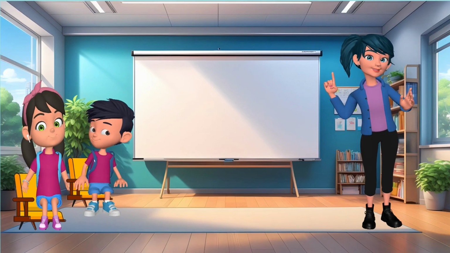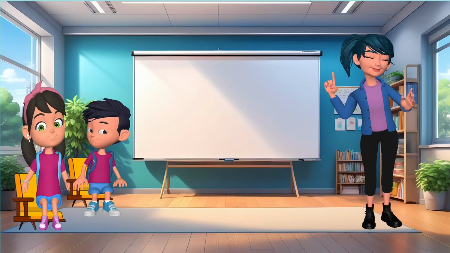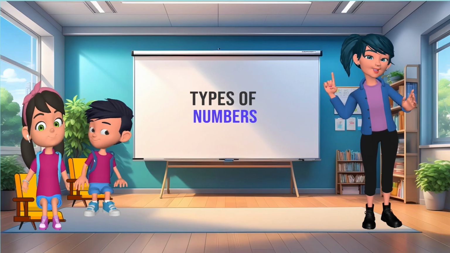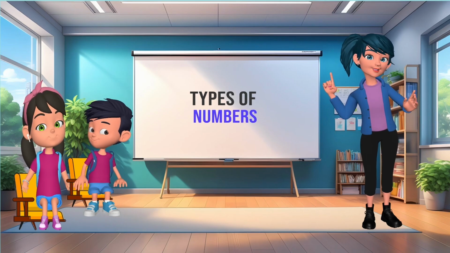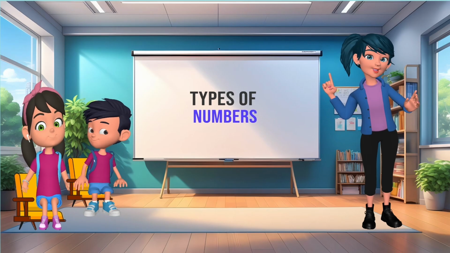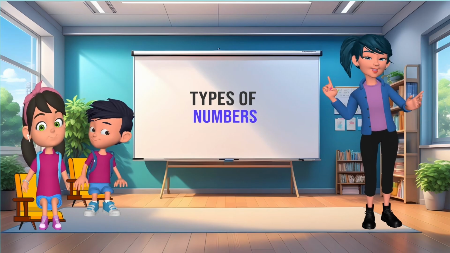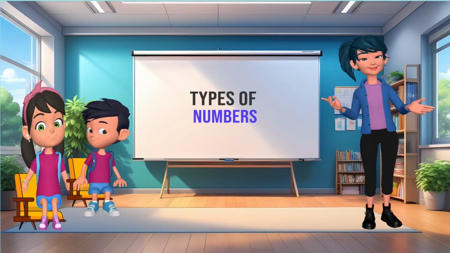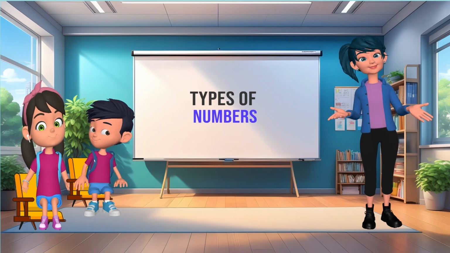Alright, everyone, that's all for this lesson. From this lesson, we learned about different types of numbers and how we can represent them on a number line. I hope you now understand how numbers extend in both directions, with positive numbers to the right and negative numbers to the left. Remember, the best way to master numbers is through practice. So, take some time to draw your own number lines and try placing different types of numbers on them. The more you practice, the more confident you'll become.